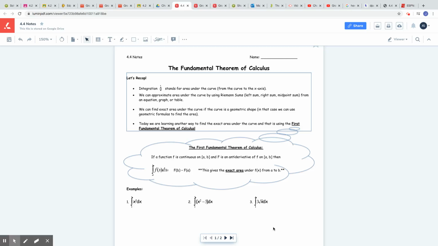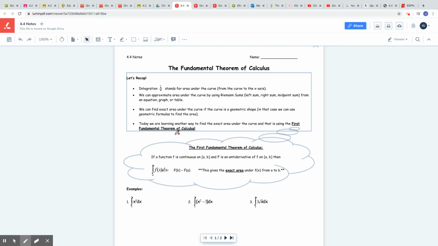Hey everybody, today we're going to start a new section, but we're still going to be dealing with integrals. On the quiz you took yesterday or Wednesday, depending on when you took it, we did approximating the area of a curve, and we did the exact area, but that was only if it was some sort of geometric shape that we knew, like a triangle, semicircle, or trapezoid.